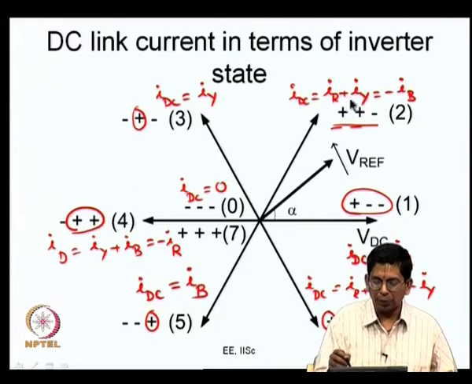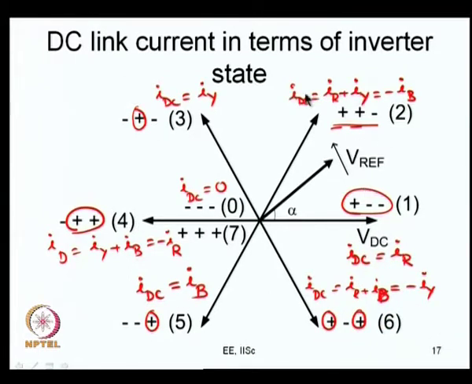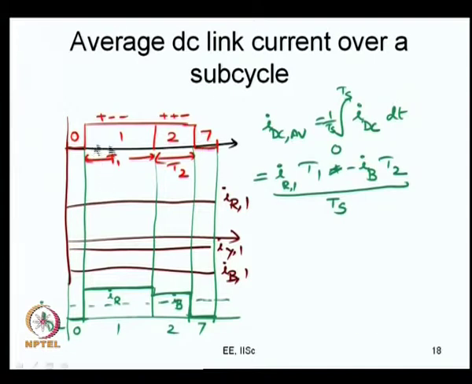We found out for every particular state what is the corresponding value of DC link current. The inverter state changes in a particular fashion, and every time it changes we change the current, and IDC is now equal to IR, it is equal to minus IB and so on, and so you get these kinds of waveforms here, and so we try to do this from that particular point of view.